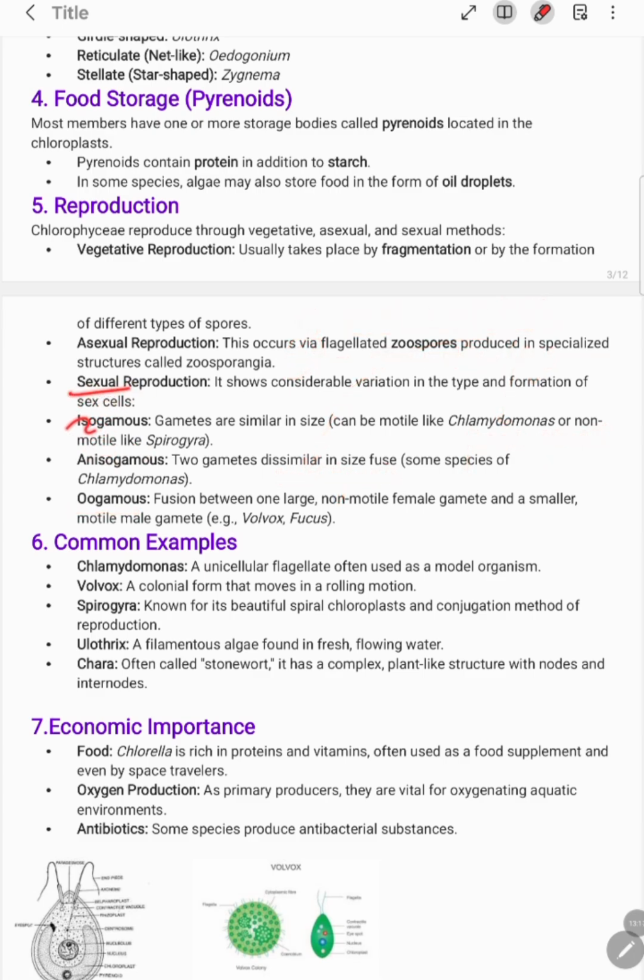So sexual reproduction can be isogamous, anisogamous or oogamous. Iso means similar size, aniso means dissimilar, oogamous means fusion between one large non-motile female gamete and a small motile male gamete. Isogamous can be seen in Spirogyra, remember the example, and Chlamydomonas. Anisogamous can also be seen in some species of Chlamydomonas. Oogamous in Volvox and Fucus. Please remember these examples. These are important from the examination point of view.